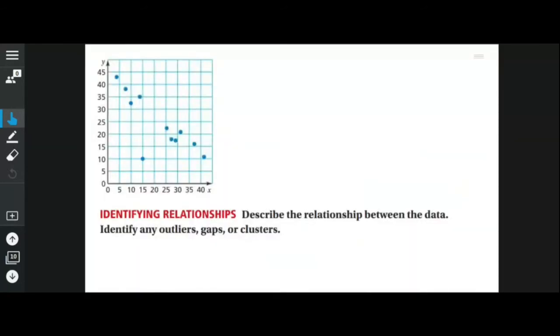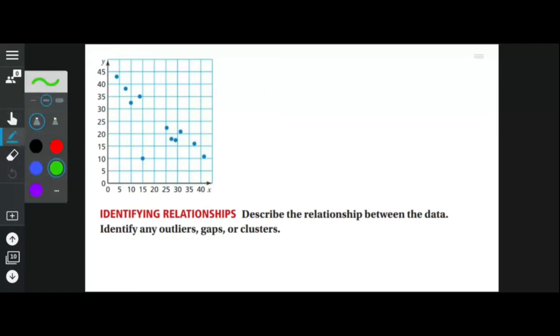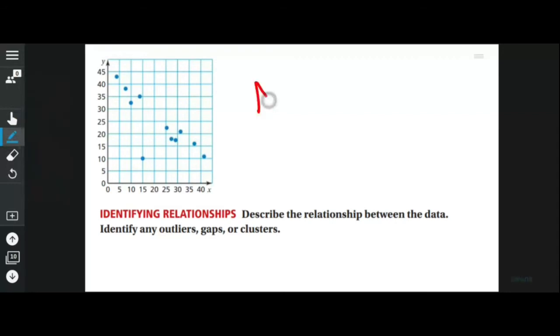So now that you've seen it, let's do it. Describe the relationship between the data. Identify any outliers, gaps, or clusters. The relationship that I have between the data is going to be a negative correlation.